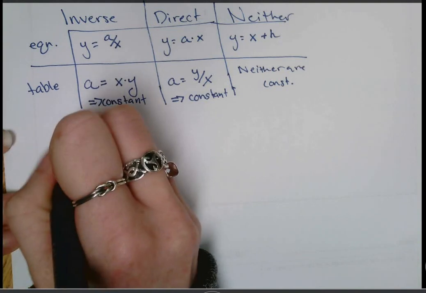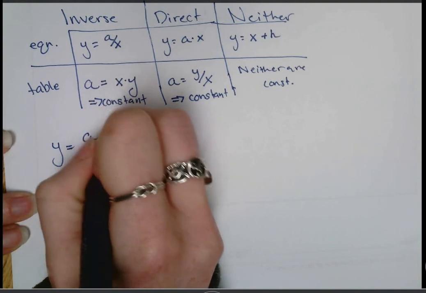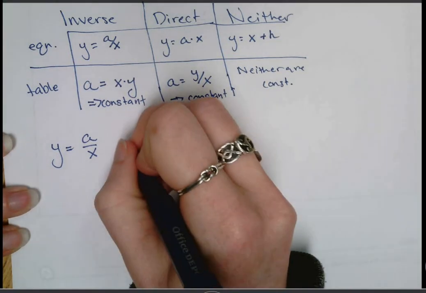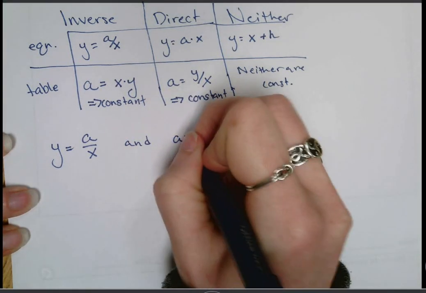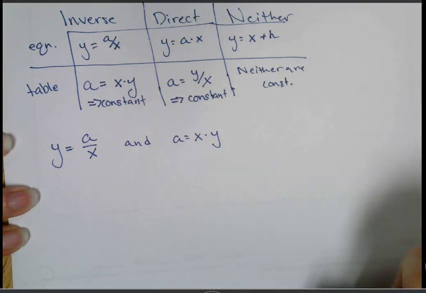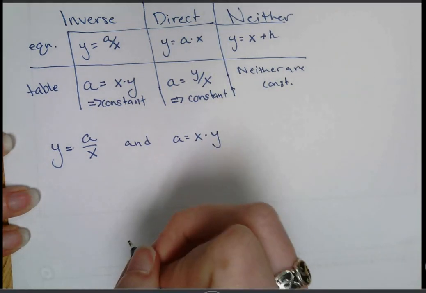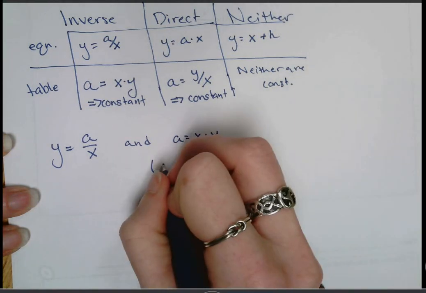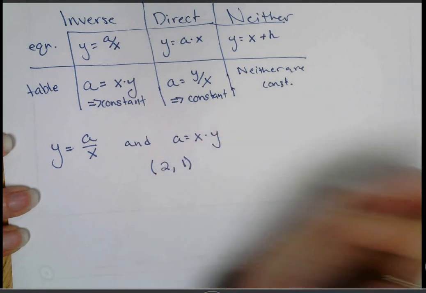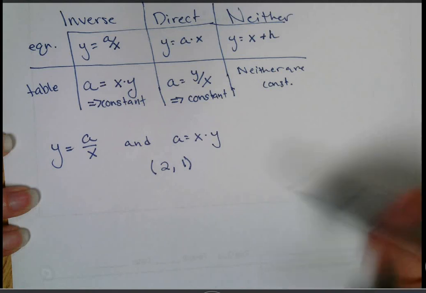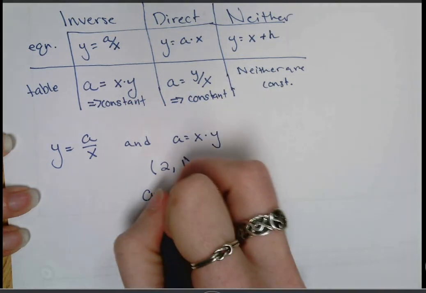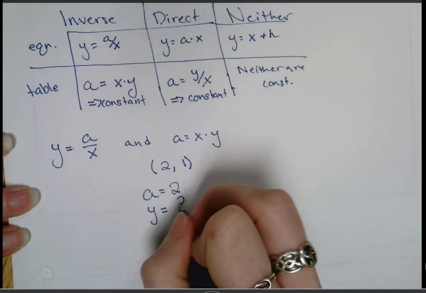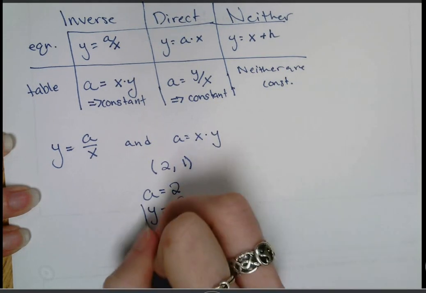That's pretty much it for that first part of this. But then we also said, hey, if I know that something is relating inversely, then I know I have this equation, a equals x times y. So if I give you some x, y pair, you can find an equation for it. So say I told you, hey, we know the point 2, 1, and it relates inversely. Well, my a value then would just be 2. So my equation is y equals 2 over x.